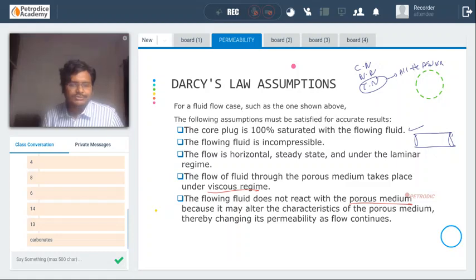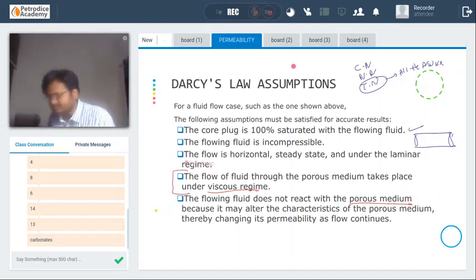Does anybody have any doubts? If you want, I will repeat any particular point. Guys, did you understand this particular point? Viscous regime. Majority of students will get doubt here.